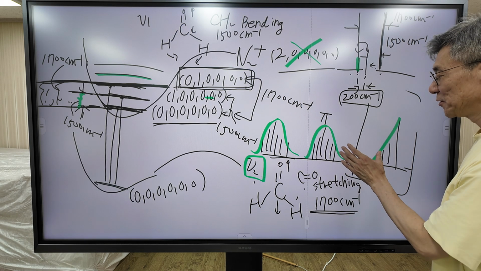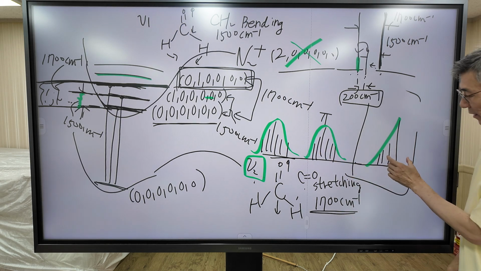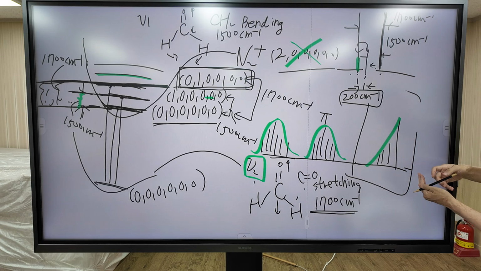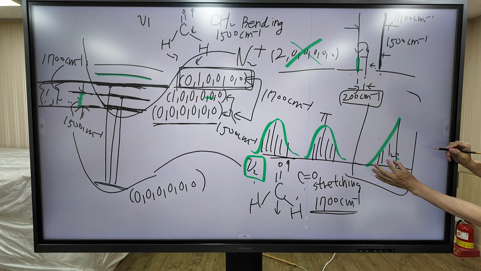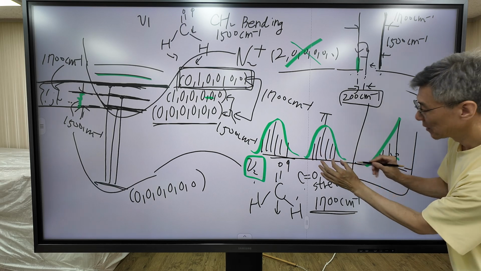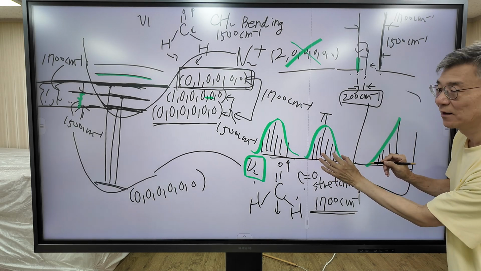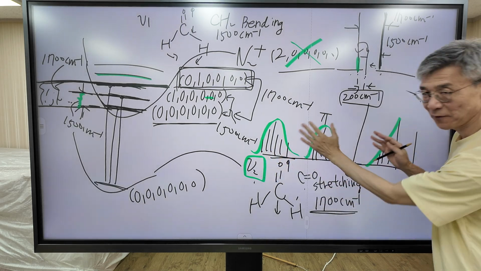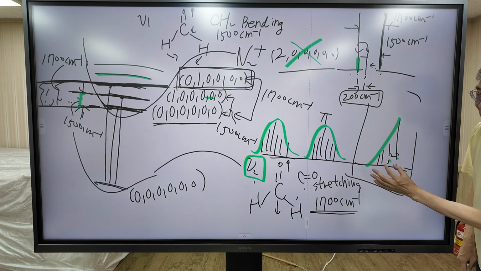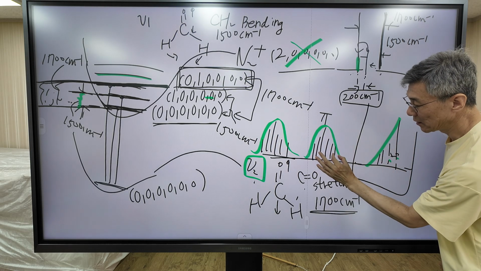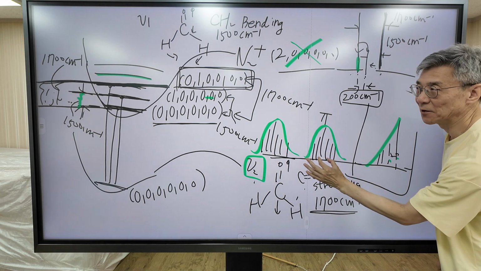Okay, now let's move on to this portion. In this case, this spacing is not equal. This one is 1500, this is 200. In this band, the spacing is not equal. But in this band, this spacing is equal. It's different. In this band, this spacing is not equal. But in these two bands, this spacing is equal, exactly equal. Why?